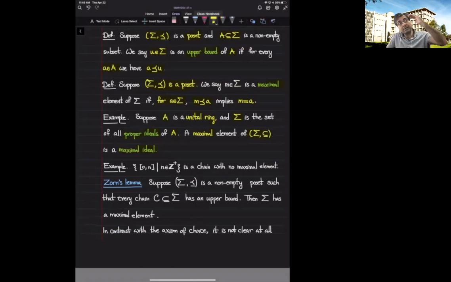This means when I give you an ideal that contains this ideal, it should be the entire ring, or the ideal that I've given you. That's the definition of maximal ideals.